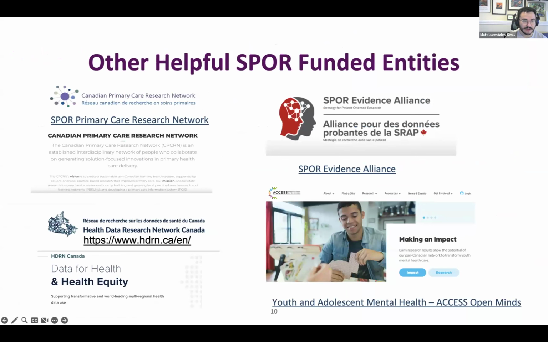In addition, there are some other SPOR-funded entities that can support your research. So if you're working in primary care, there's the Primary Care Research Network. If you're working with large data sets or health data sets, administrative data sets, there is the HDRN. If you're working in mental health, especially in youth and adolescents, there's the Access Open Minds entity and the SPOR Evidence Alliance, which supports the collection of patient-oriented research resources.